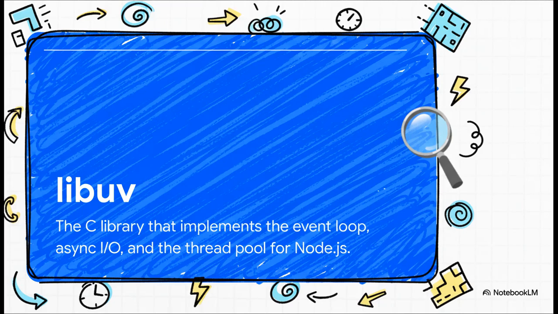Meet libuv. This is a powerful C library that is the absolute heart of Node. It's what gives Node its async powers, the ability to kick off a task like a database query or reading a file, and then immediately move on to something else without waiting.